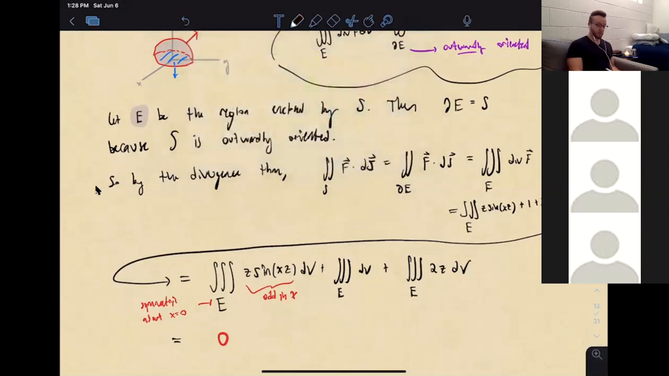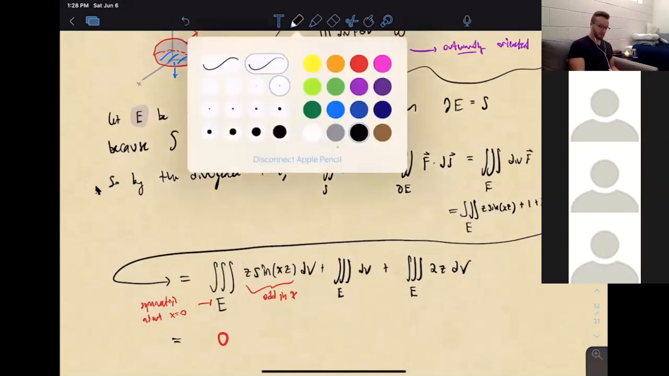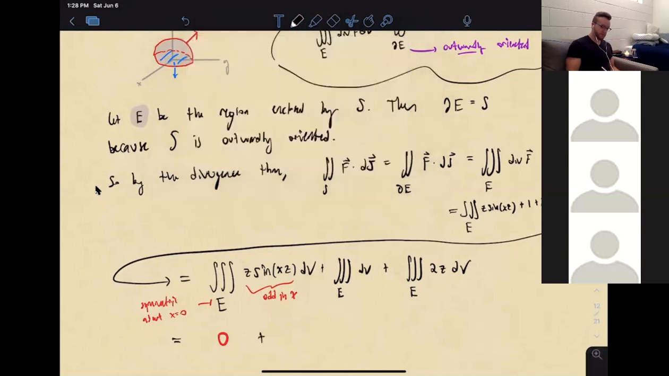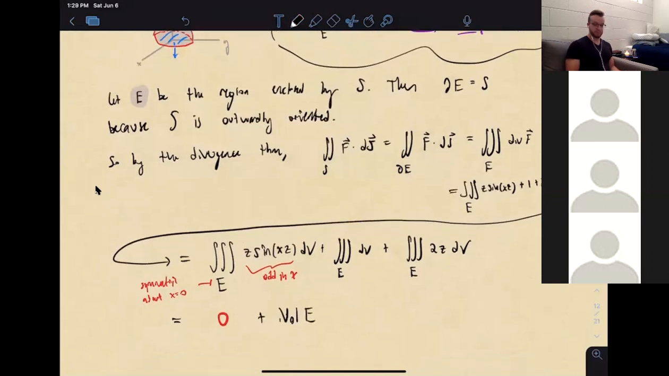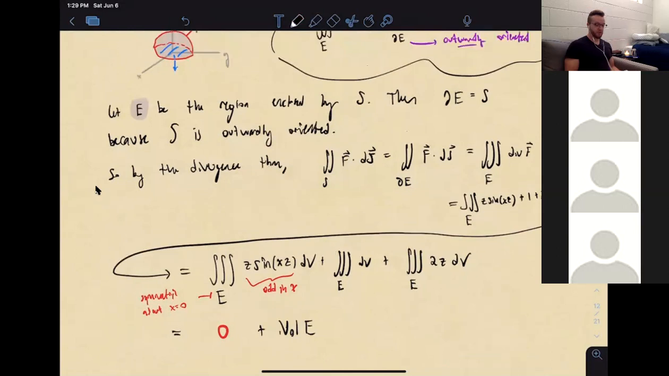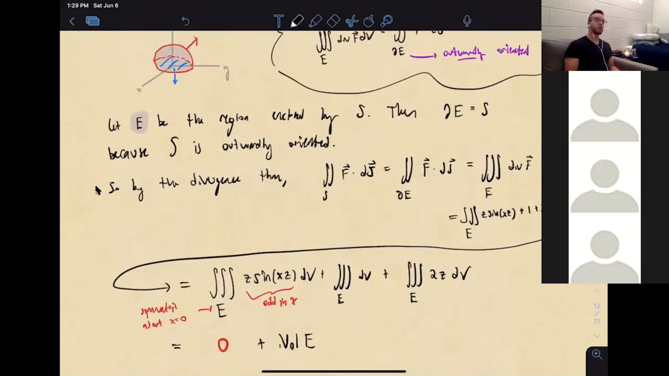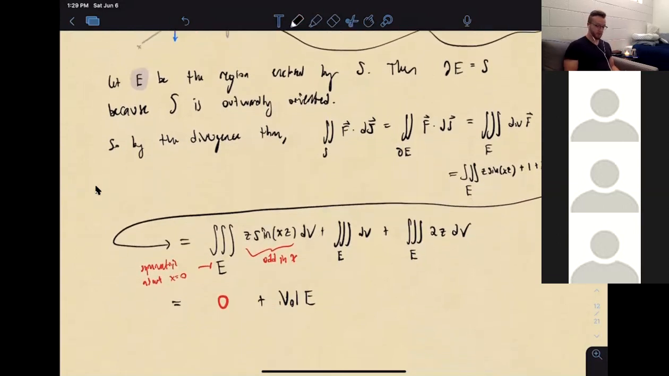Now the second one, what does this give me? This just gives me the volume of E. And I don't feel like doing calculus to find the volume of half of a ball. I know what the volume of a ball is. So 0 goes away. So 4/3 pi r cubed, and then times a half.